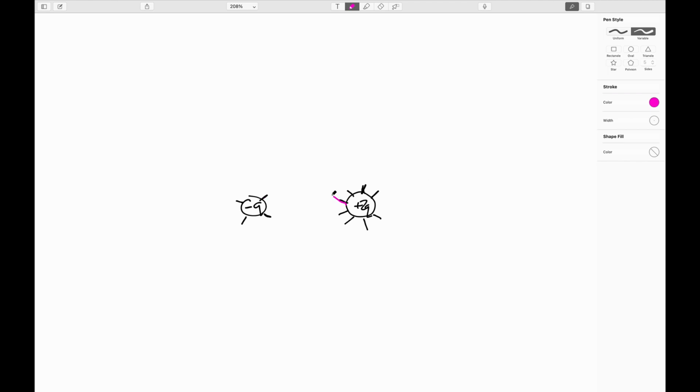Actually, red is good. So there's one, and we draw in an arrow going from positive to negative. There's another one, positive to negative. And this one's going to do something like that. And this one's going to do something like that.